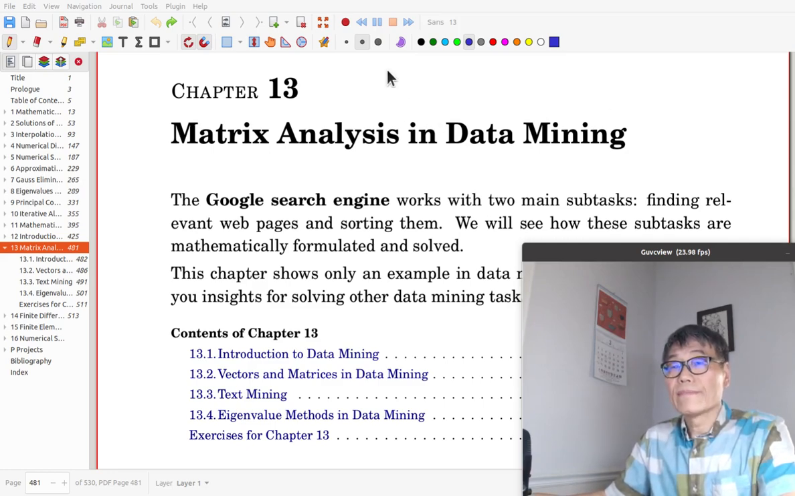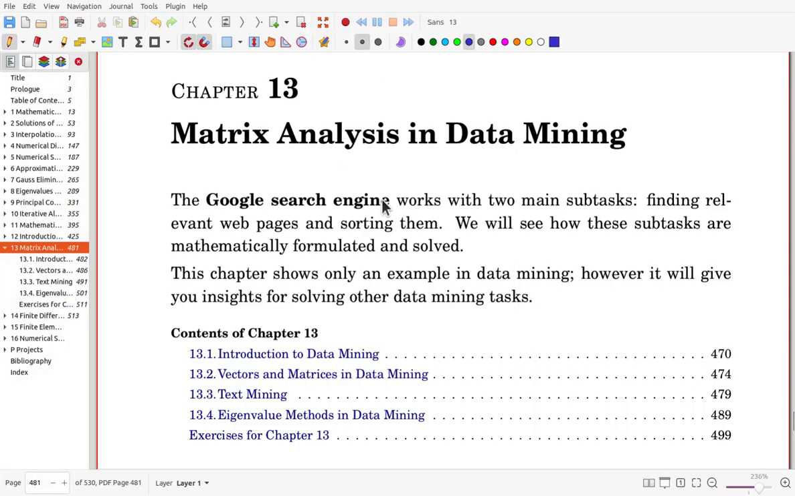Chapter 13, Metric Analysis and Data Mining. In this chapter, we'll consider details of the Google search engine, which is a data mining task. The Google search engine works with two main subtasks: finding relevant web pages and sorting them. We'll see how these subtasks are mathematically formulated and solved.